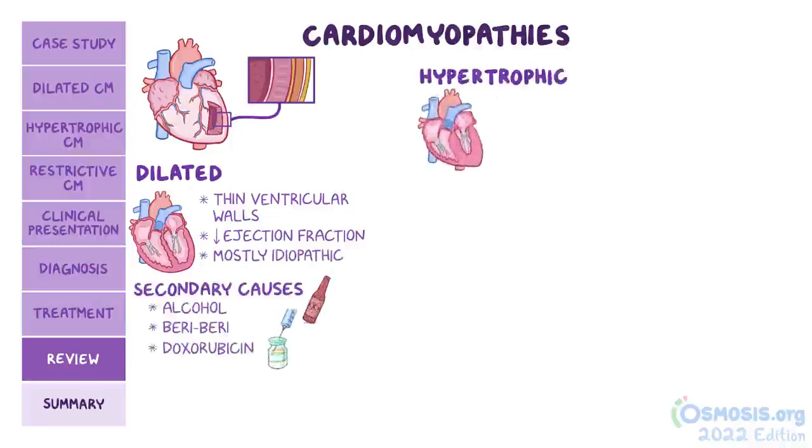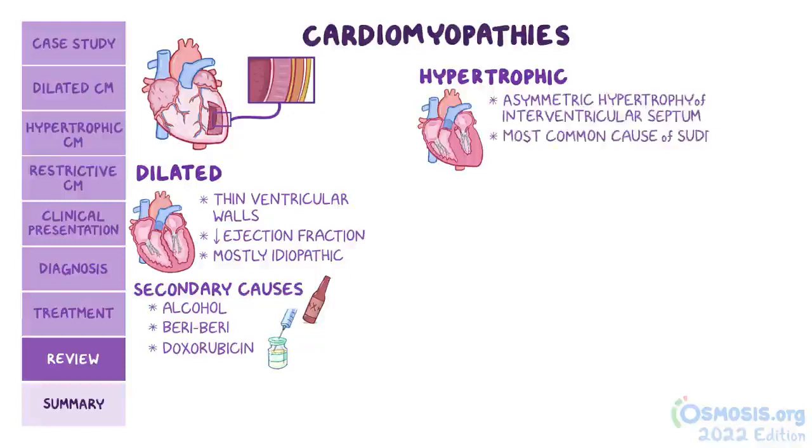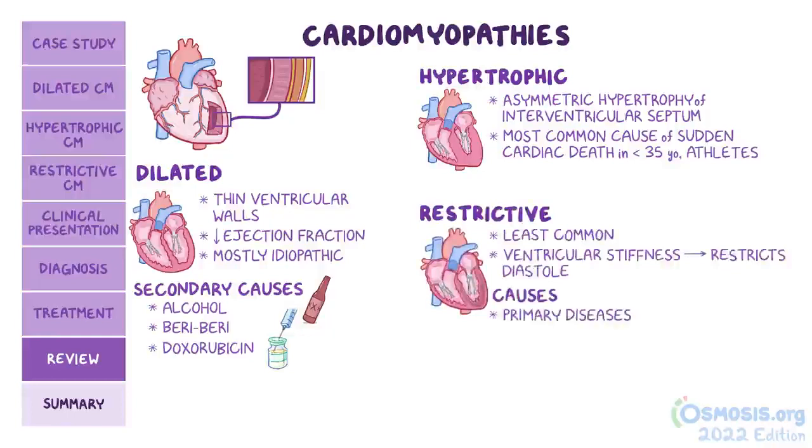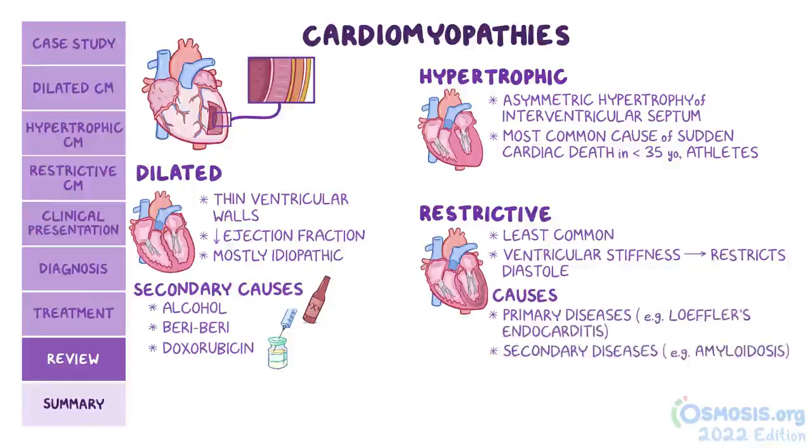Hypertrophic cardiomyopathy is characterized by asymmetric hypertrophy of the intraventricular septum and is the most common cause of sudden cardiac death in people under 35, especially athletes. Restrictive cardiomyopathy is the least common and is characterized by ventricular stiffness, which restricts diastole. Causes include primary diseases, like Löffler's endocarditis, or secondary diseases, like amyloidosis.